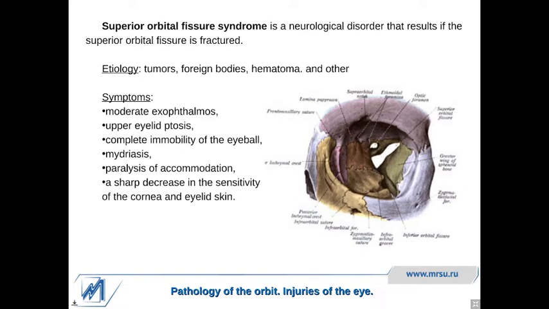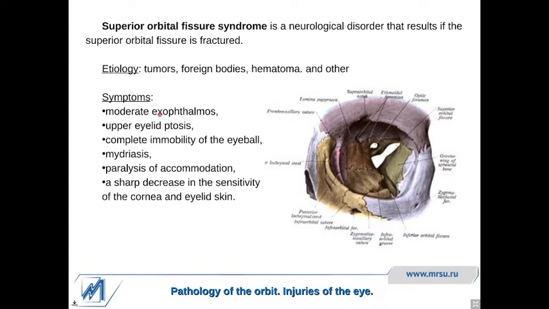Symptoms of this syndrome come from those structures which go through this foramen. So the symptoms are moderate exophthalmos, upper eyelid ptosis, complete immobility of the eyeball, mydriasis, paralysis of accommodation, a sharp decrease in the sensitivity of the cornea and eyelid skin.